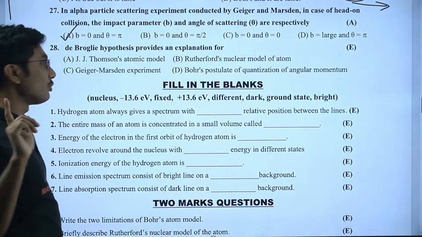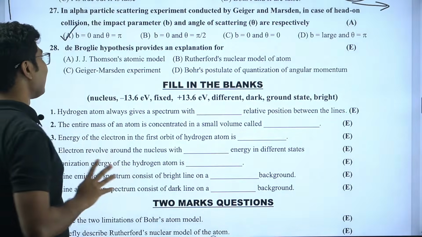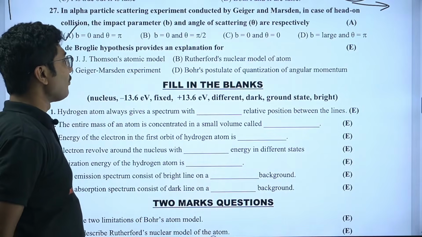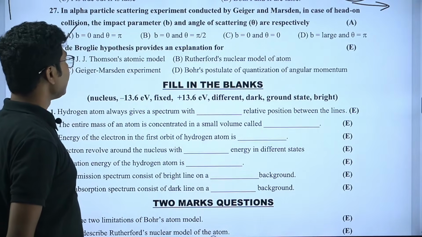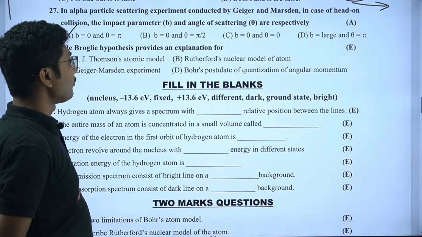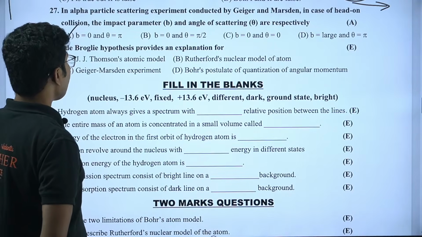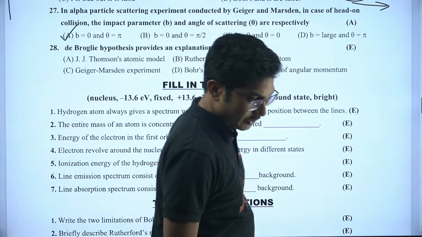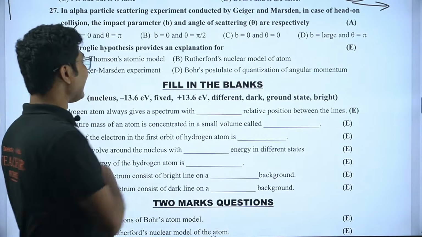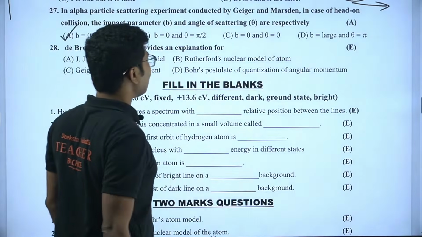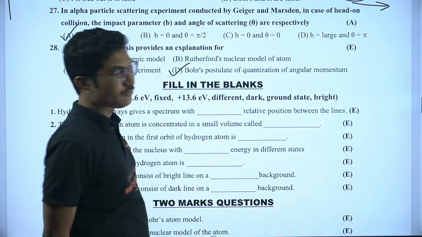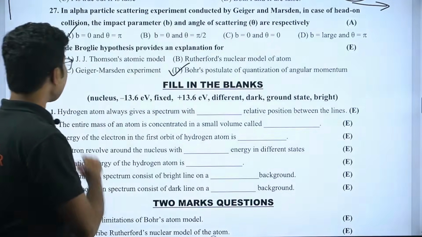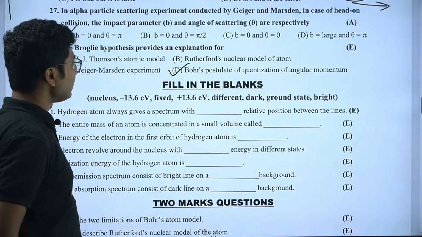We have one more chapter to go. Atoms is done, nuclei is still to be done, so we have to go a little faster. De Broglie hypothesis provides an explanation for J.J. Thomson's atomic model, Rutherford's nuclear model of atom, Geiger-Marsden experiment, or Bohr's postulate of quantization of angular momentum. So de Broglie's hypothesis provides an explanation for Bohr's postulate of quantization of angular momentum. 28 is option D, not A.